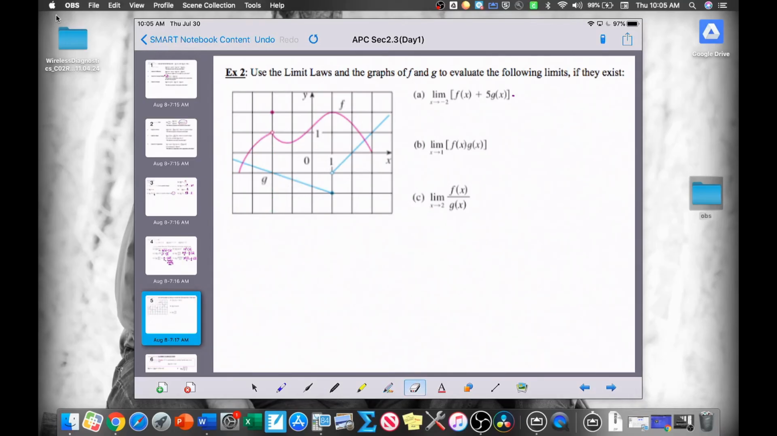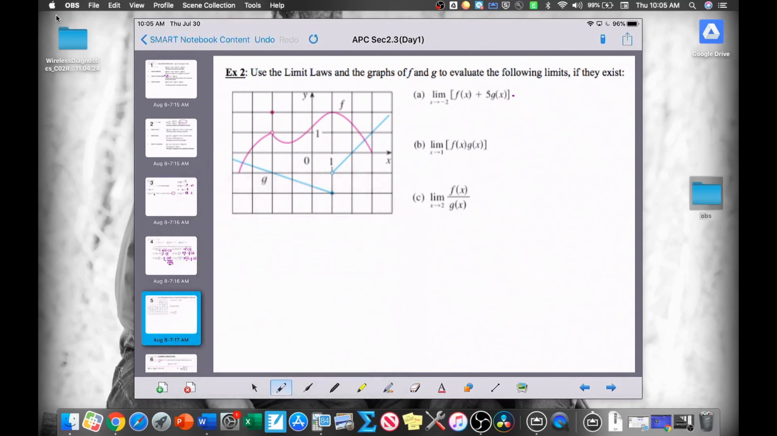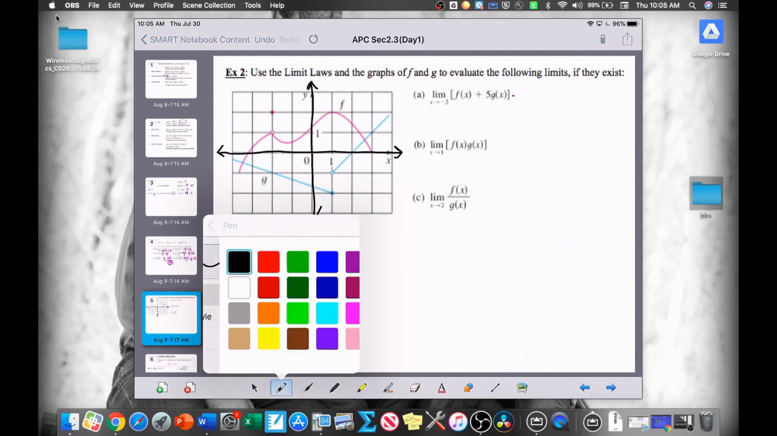Example 2 gives us a graph and asks us to use the limit laws and the graphs of f and g to evaluate the following limits if they exist. Before I even start, I'm going to do a little bit of work on my graph here just to make it easier to read, because sometimes it's a little hard to count, so I like to darken my x-axis and my y-axis. And on your paper, you might want to color code your two functions.